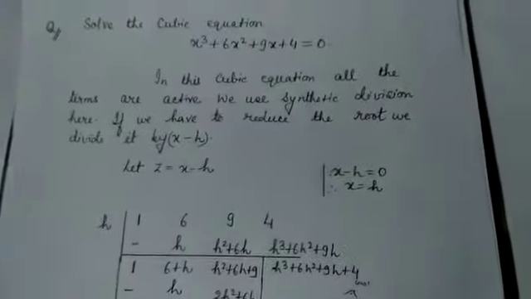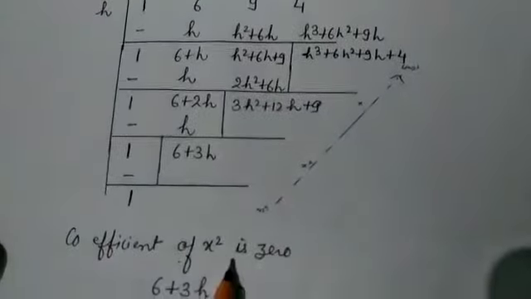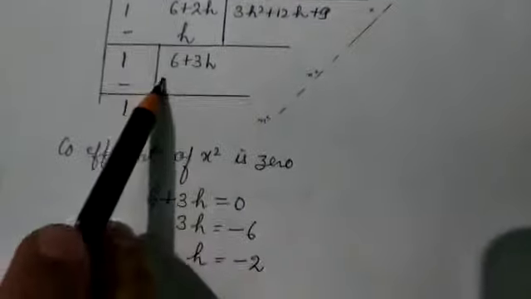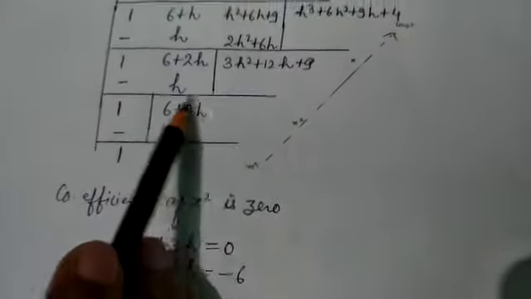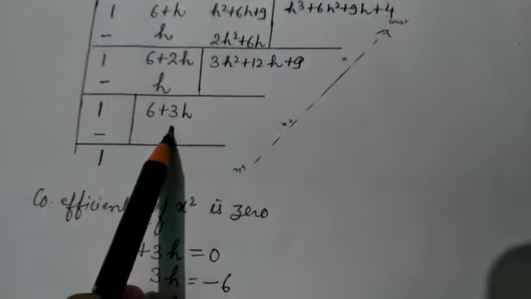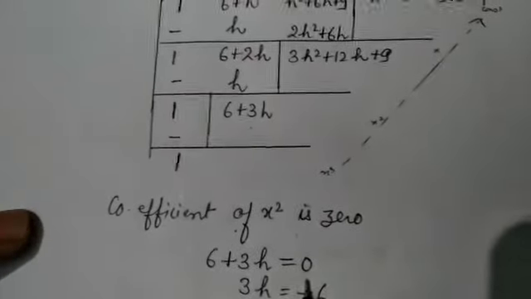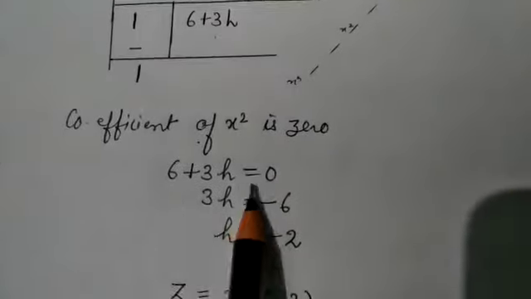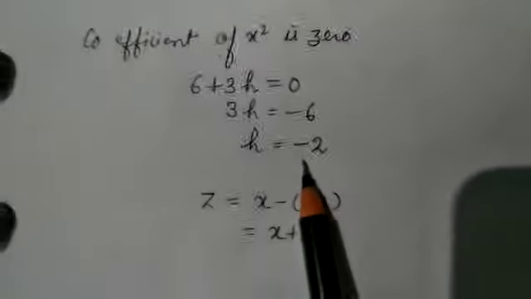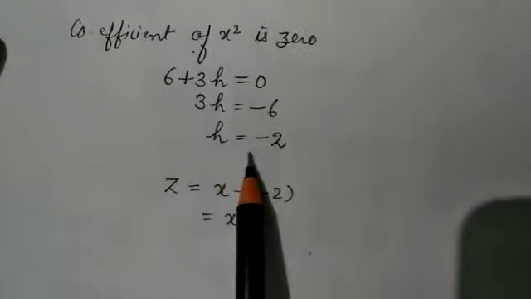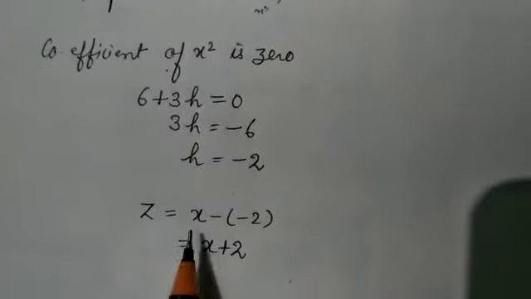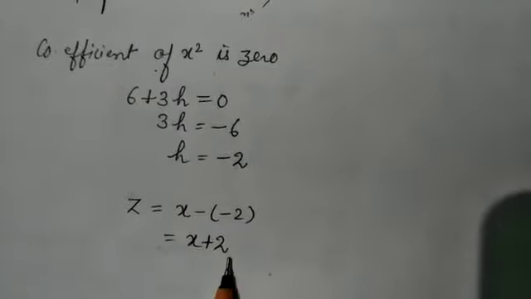Now, to make this cubic equation in standard form, the coefficient of x square should be 0. So here the coefficient of x square is 6 plus 3h. We will equate this 6 plus 3h to 0. Then when we solve this, we get the value of h to be minus 2. Now the value of h is minus 2. So what will be the value of z? It will be x minus minus 2, that is x plus 2.